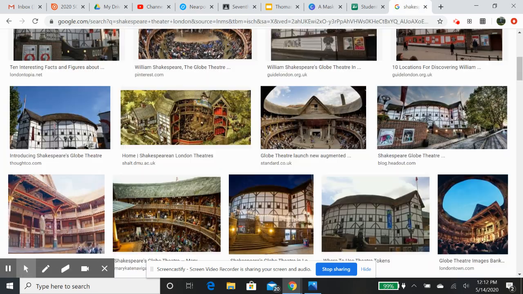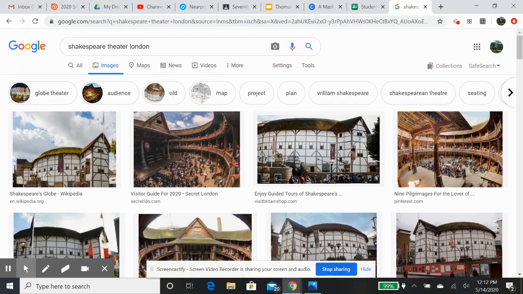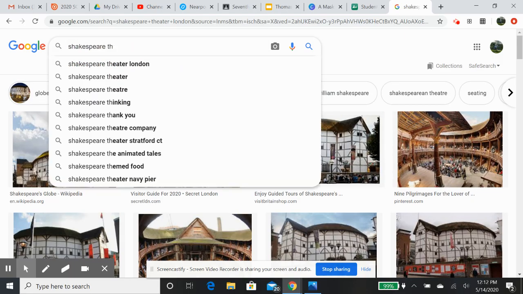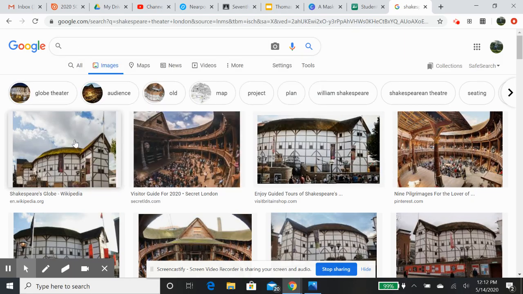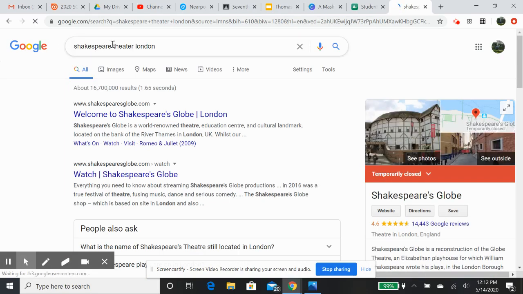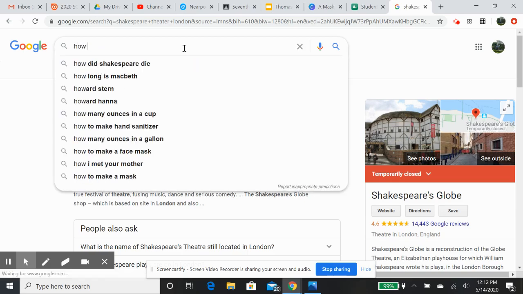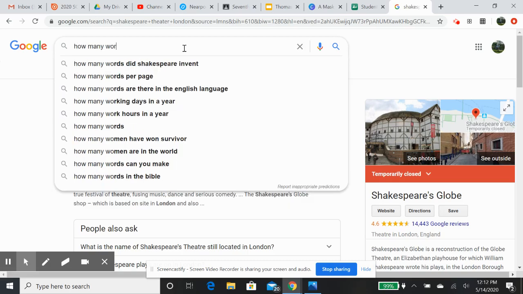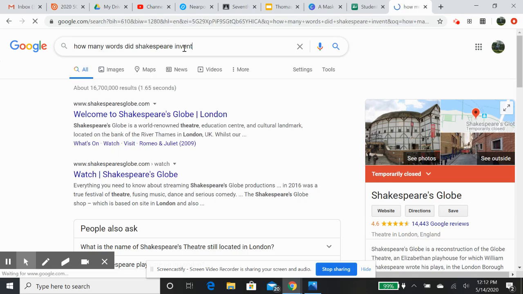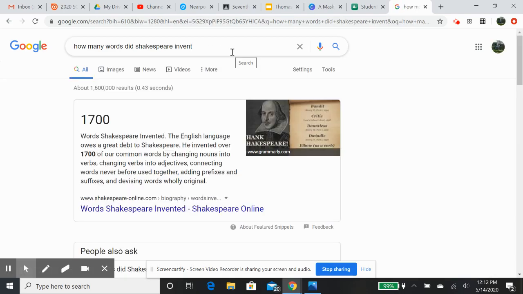Let me make sure I'm giving you the right number, but he added thousands of words to the English language that he created. So if we look at this, 1,700 of our common words, by changing nouns into verbs and verbs into adjectives and so forth.